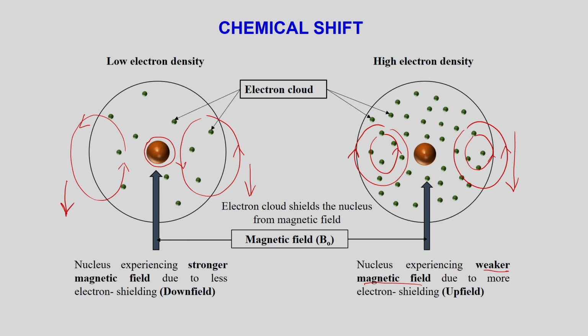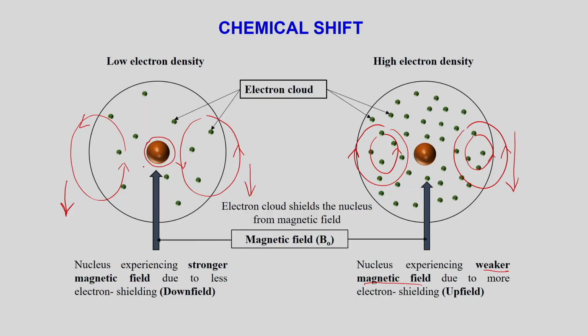So, the electrons are more here. High electron density will have more electron shielding. It will not allow the external magnetic field to interact as strongly as compared to a low electron density. Now the question comes, when do you observe low electron density and when high electron density? You observe low electron density when the hydrogen nucleus is attached, let us say, to an oxygen atom. Now, oxygen is electronegative.